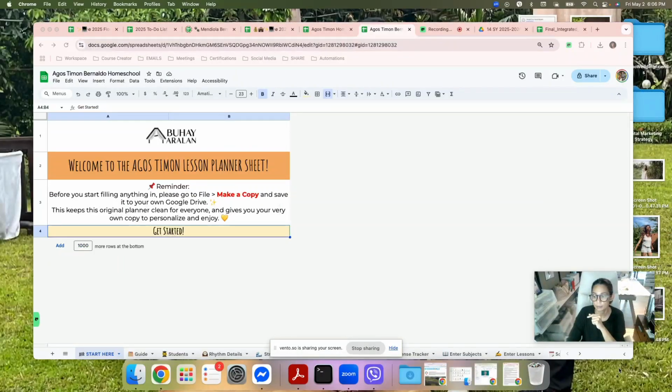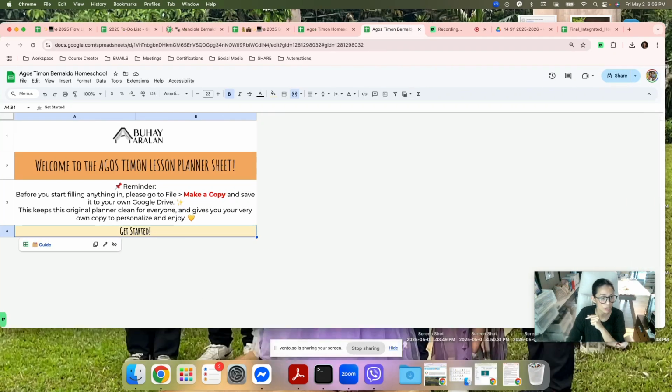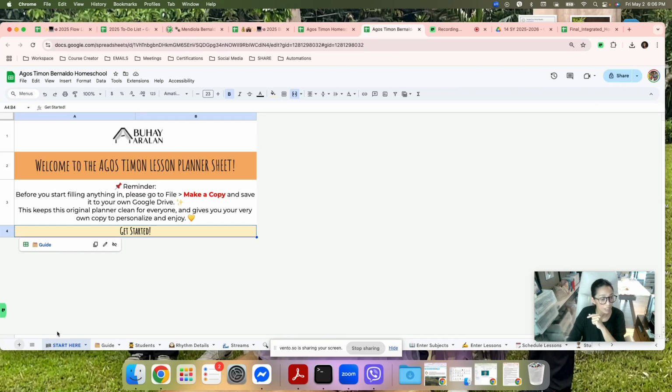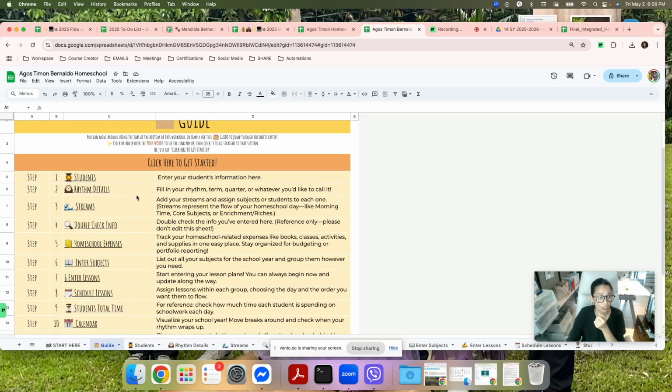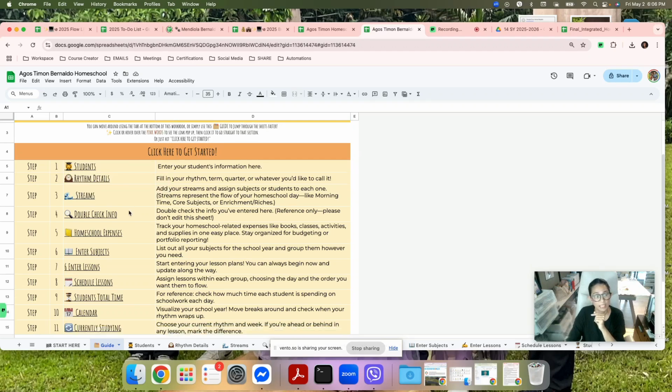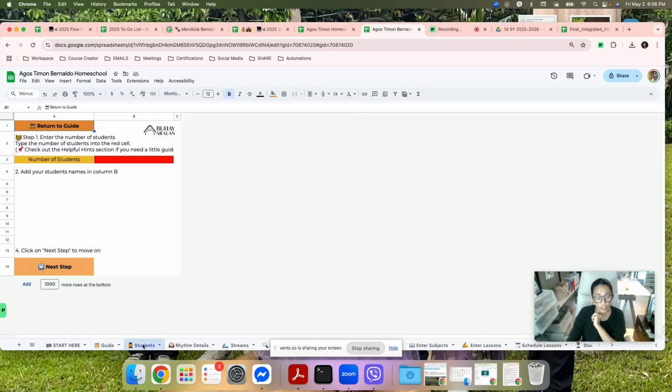Okay, let us just extend this. So there are going to be instructions on how you make a copy, and then there's a guide here. It's like an outline basically of each of the sheets of this guide. You're going to start off with putting in your students under letter B. So you put your students in column B. So for example, for me, that's Ru and that's Kako.